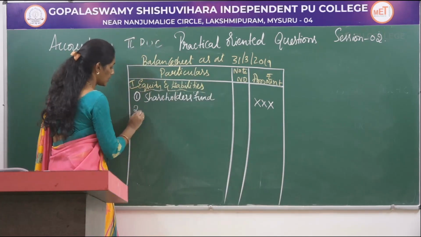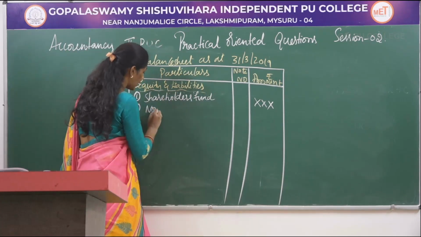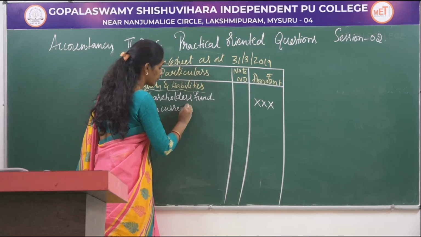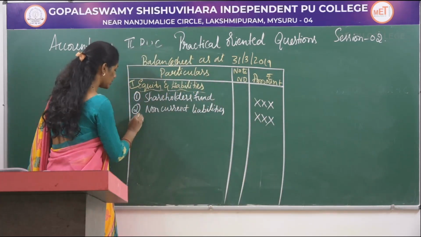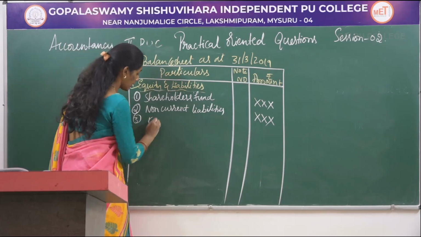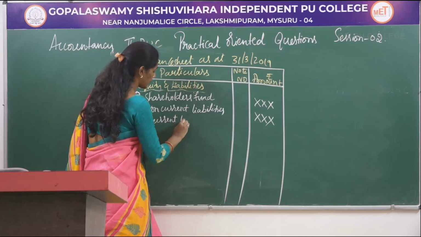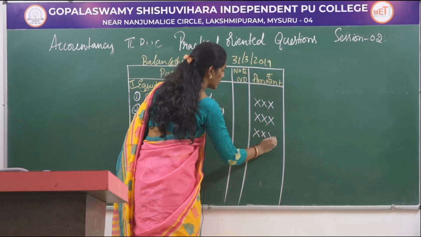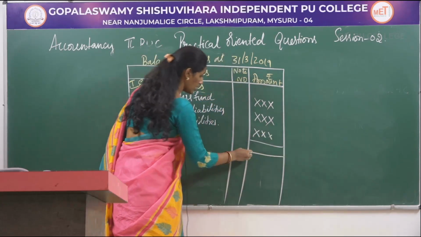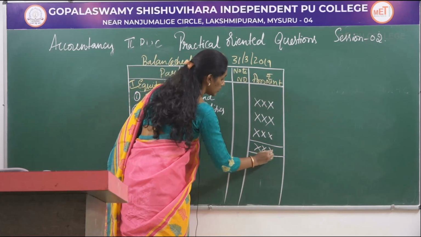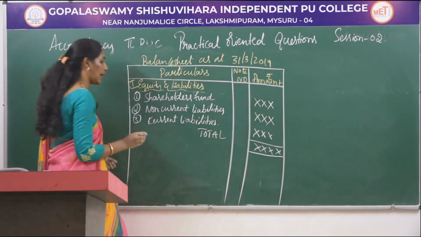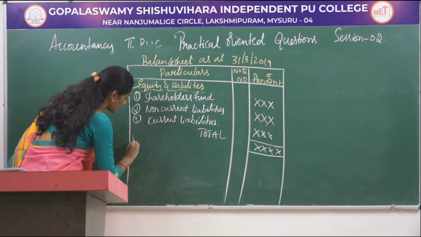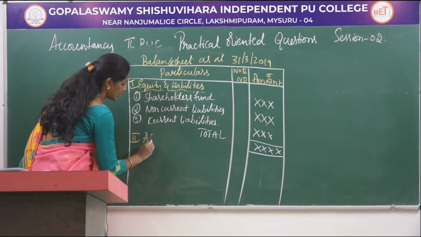The next, second one is non-current liabilities. Write in the amount column XXX. And the third major head is current liabilities. Write XXX in the amount column. The total equity and liability. Next, second one, assets.